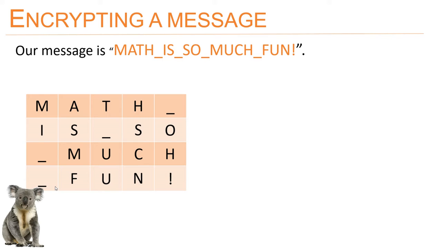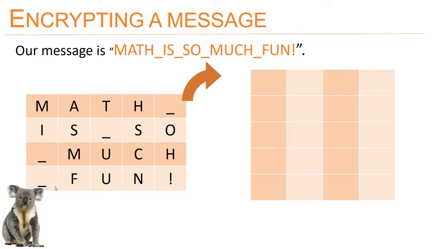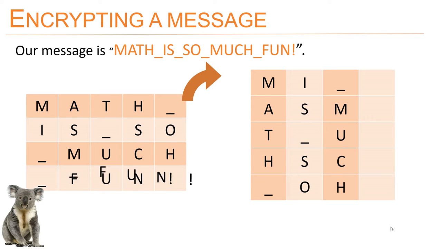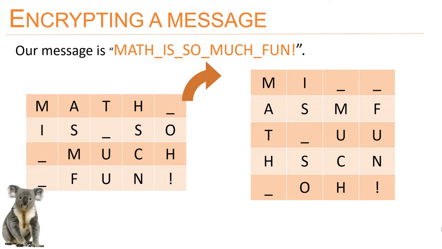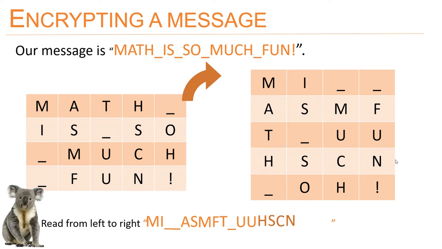Now we are going to write this same message in a new rectangle, but now instead of starting with the rows from left to right, we start with the columns, like this. M-A-T-H underscore, and the next 5 characters, and the next 5, and the next 5. And finally, we read this new table row by row. So M-I underscore underscore ASMF and so on. And this is our message in code. And I hope you agree it's quite hard to read this if you don't know how.